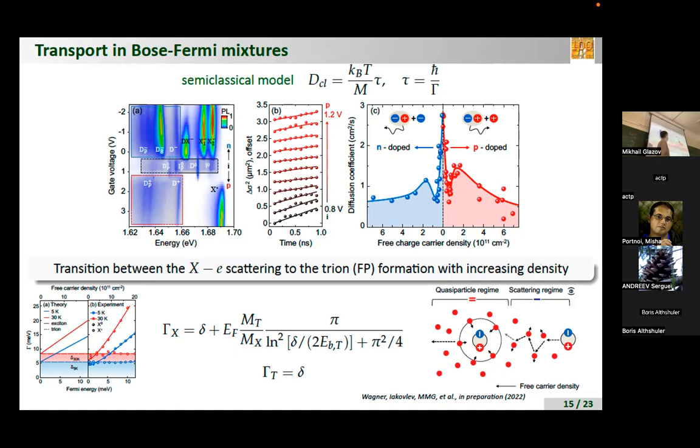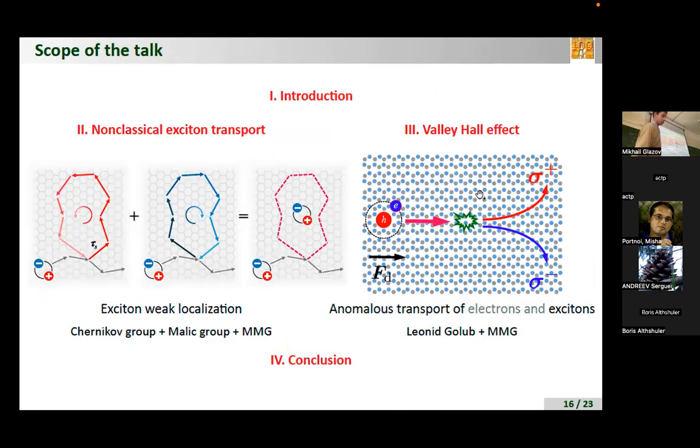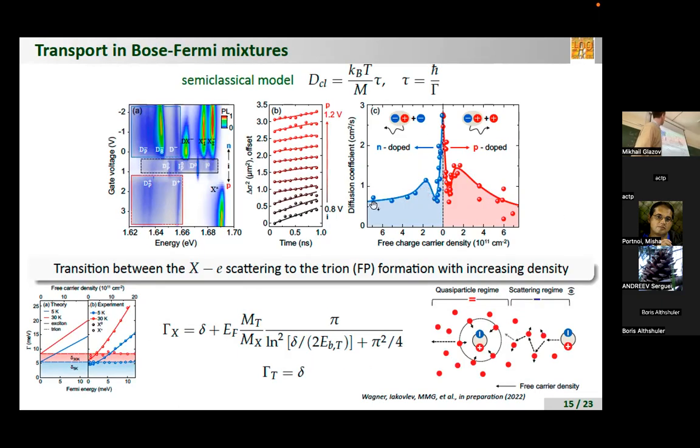And this is the diffusion coefficient here on the right as a function of carrier density. So red points here show the p-doped region, blue points show the n-doped region. What is striking is that the diffusion coefficient first rapidly drops and then even increases. And then, of course, it slowly drops for higher density.